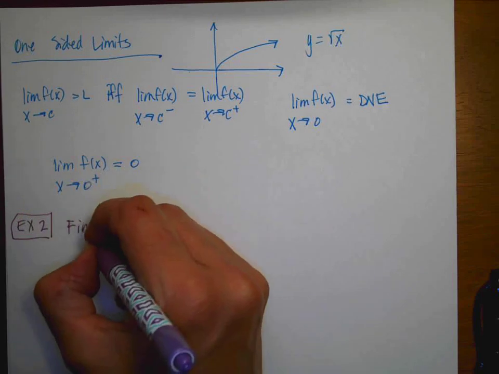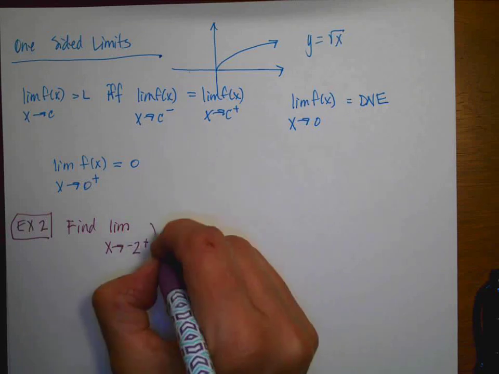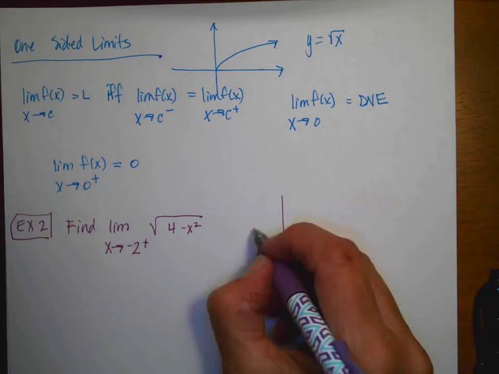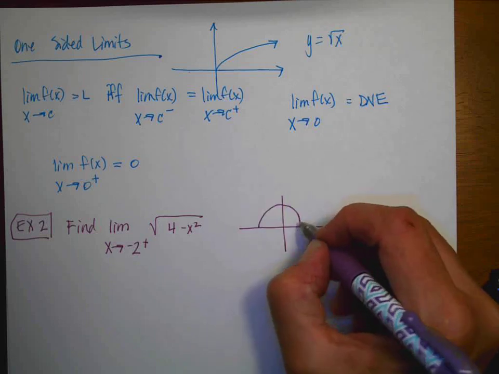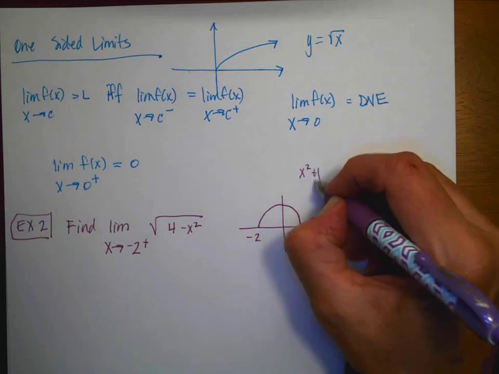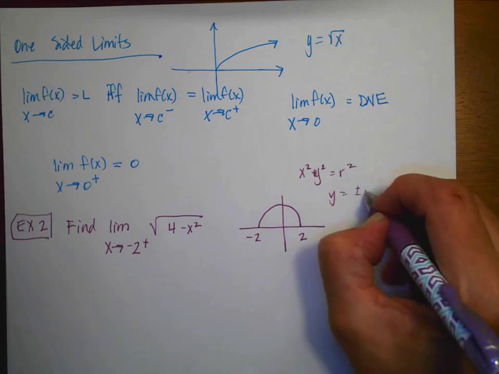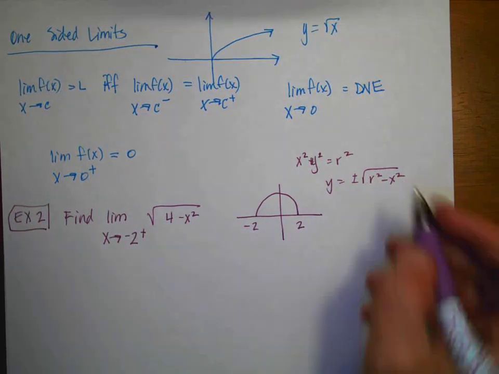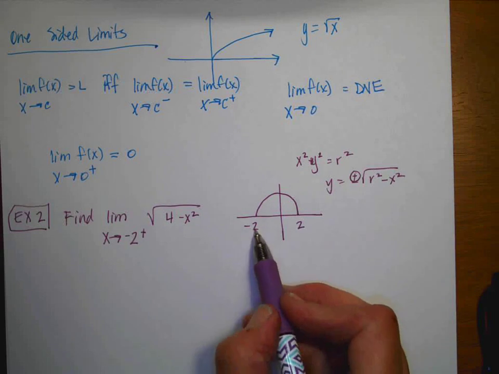All right, so for example number 2, I want to find the limit as x approaches negative 2 from the right of the square root of 4 minus x squared. If you think about this graph, this is the top half of a circle, and so it's going to look like this. This is negative 2, this is positive 2, because remember for circles, x squared plus y squared is equal to r squared. So y is equal to plus or minus the square root of r squared minus x squared. It's really kind of handy to remember that. So they've given me the top half of the circle.